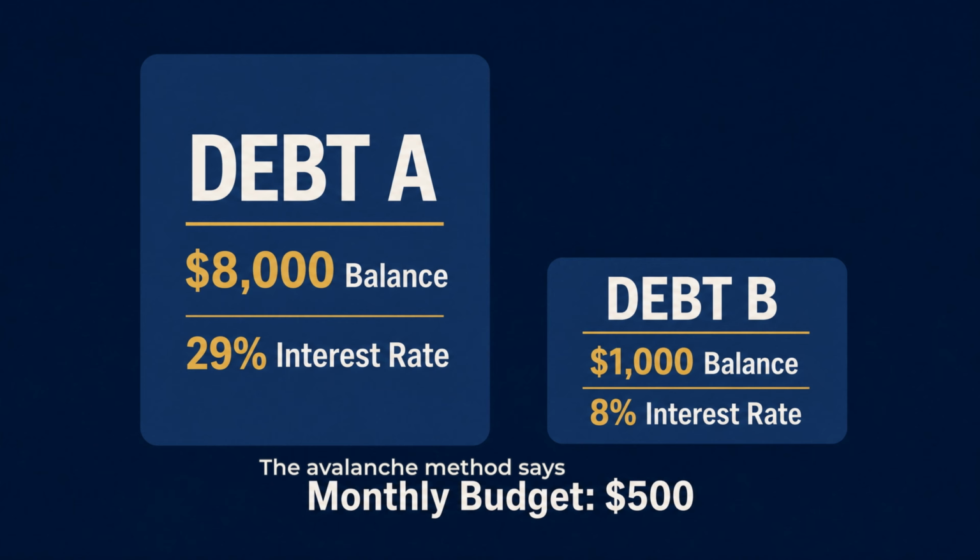The avalanche method says, attack debt A first because it has the higher interest rate. The balance is bigger, so it takes longer before that account reaches zero. But every month that high interest debt is reduced faster, the person avoids more interest charges. In situations like this, where a large balance also carries a very high interest rate, the difference between Snowball and Avalanche can become hundreds or even thousands of dollars depending on the timeline.